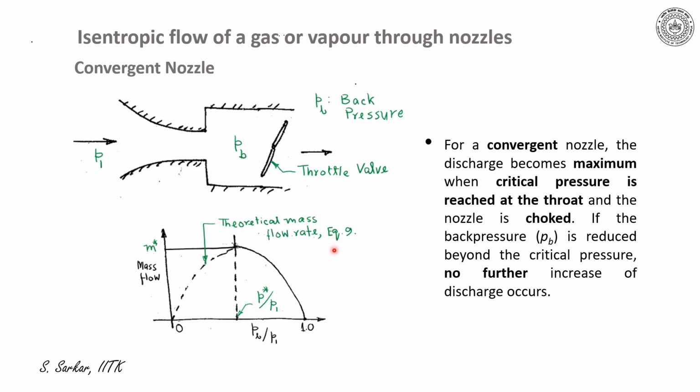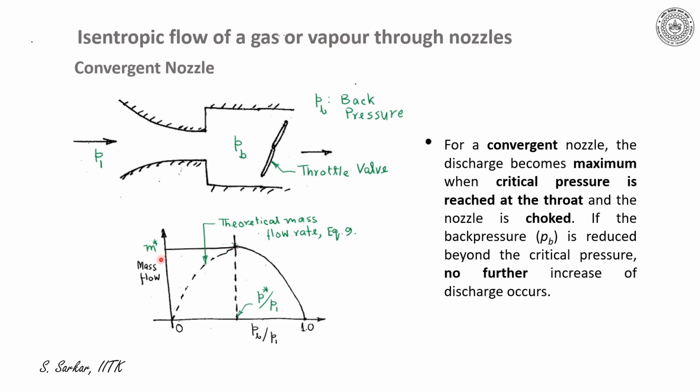However, equation 9 gives the change, which is represented by the dotted line. So the dotted line indicates the theoretical mass flow rate through the nozzle. However, in practical situations, the flow is indicated by the firm line, which illustrates that with a decrease of back pressure, mass flow will increase, and when back pressure is equal to P star, then mass flow would be maximum, which is represented by m star.